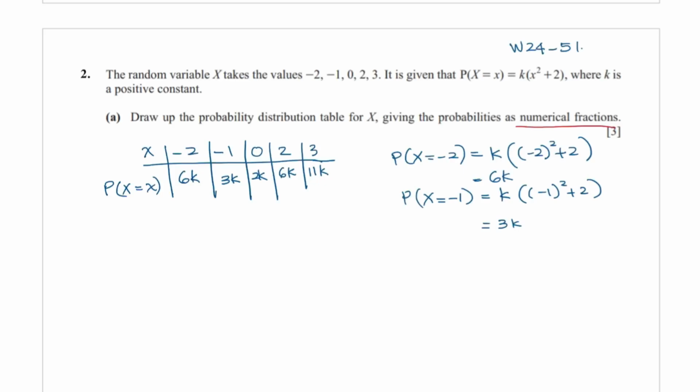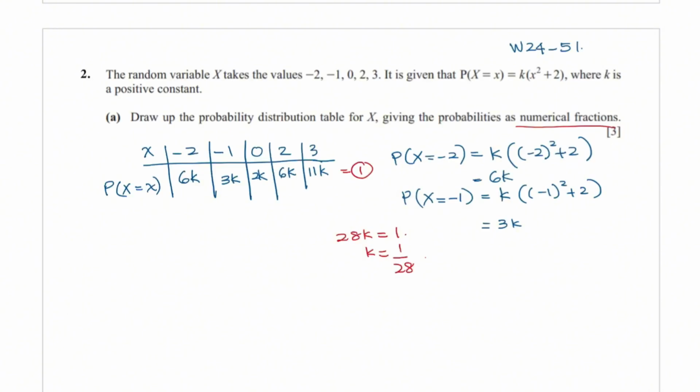How do we find the value of k? One thing you need to remember is that when we add all the probabilities together, it should equal 1. So that means 6k plus 3k plus 2k plus 6k plus 11k is equal to 1. That is 28k. 28k is equal to 1, which means that k is equal to 1 over 28. Okay, k is 1 over 28.